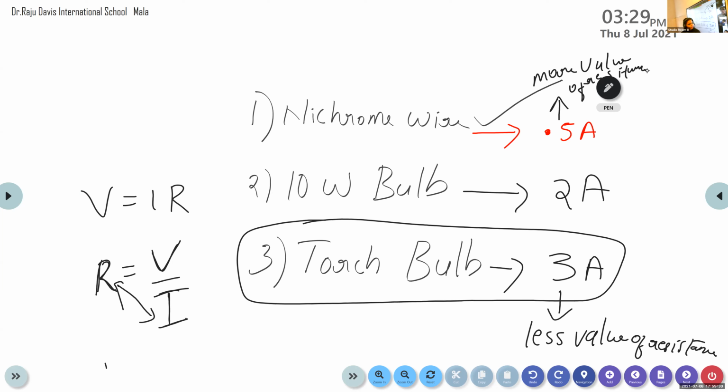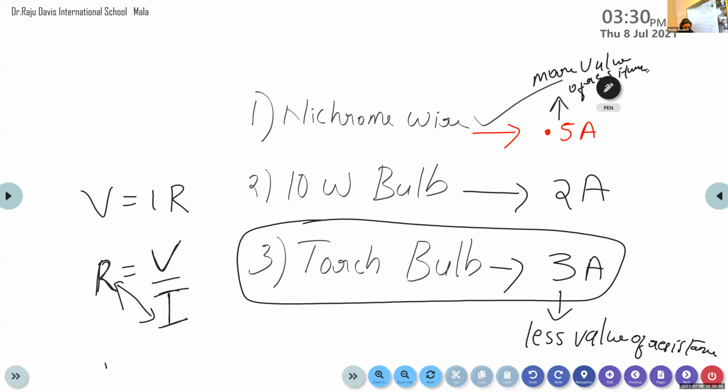Is it clear? Yes. Certain components possess an easy path for the flow of current. Here we can see the torch bulb. It possesses an easy path for the flow of current, and in the case of the torch bulb it has a less resistance. So such types of components are called conductors. So what do you mean by conductors? Conductors are the substances that possess an easy path for the flow of current. So all of you write the heading conductors.